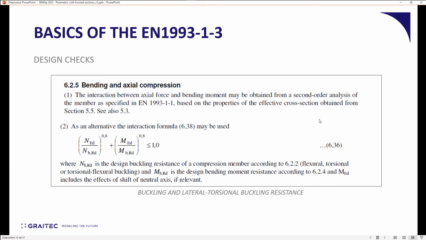And then you have the really complex checks, the ones that would involve the buckling effects and lateral torsional buckling ones. And by buckling, I mean flexural buckling, like strong axis, weak axis, but also torsional buckling and torsional flexural buckling. You've got them all. And it will also involve the lateral torsional buckling that will affect the bending resistance.